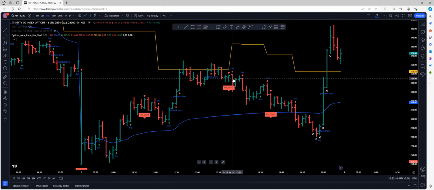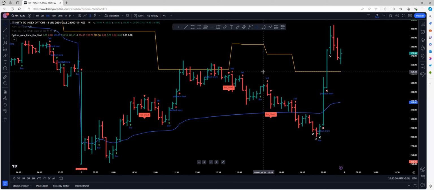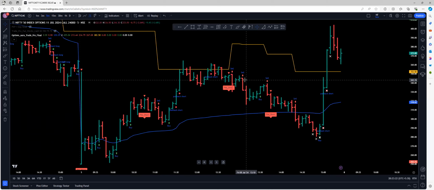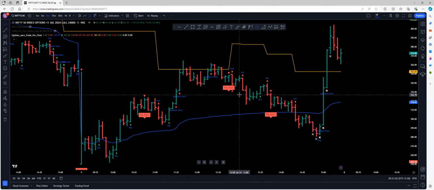SL will be 383. SLs are kept in such a way that normal spikes won't hit your SL. So we don't want to keep SLs based on a random 10 point or 20 point. Tight stop losses are not suitable in options, because options are not like futures. You have to play very carefully, and that requires a decent stop loss so that you're protected from unwanted spikes. Got it?